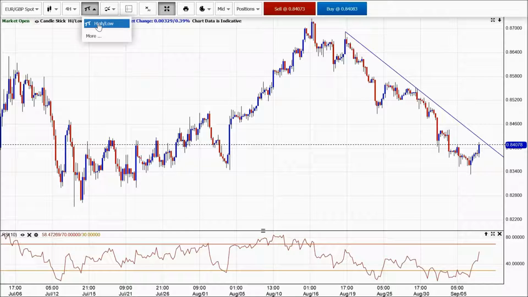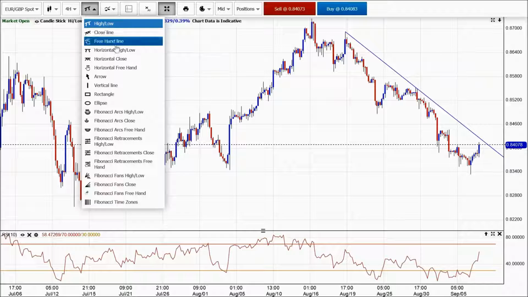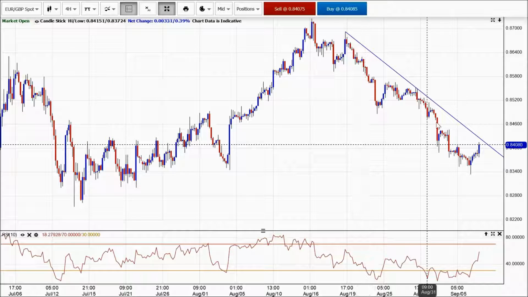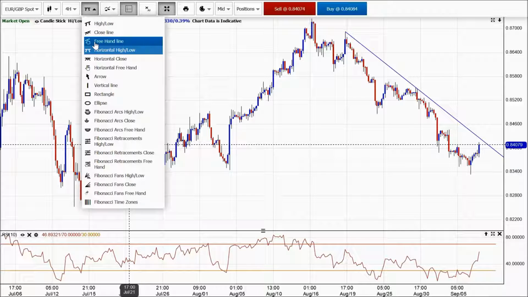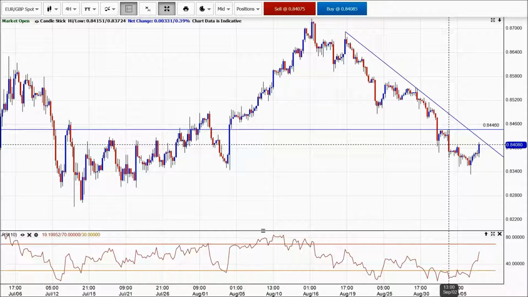I think maybe the level to watch is... I always get my horizontals and my verticals mixed up. Hold on a second. Yeah, horizontal, high and low. That's what I want. I think maybe the true level to watch is about here. Let's say 84.50 for the sake of argument. So it's the highs from the 1st and the 2nd of September.